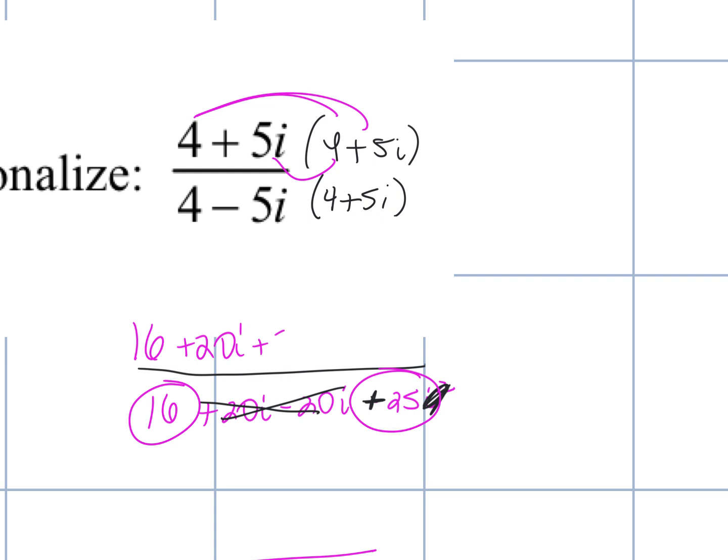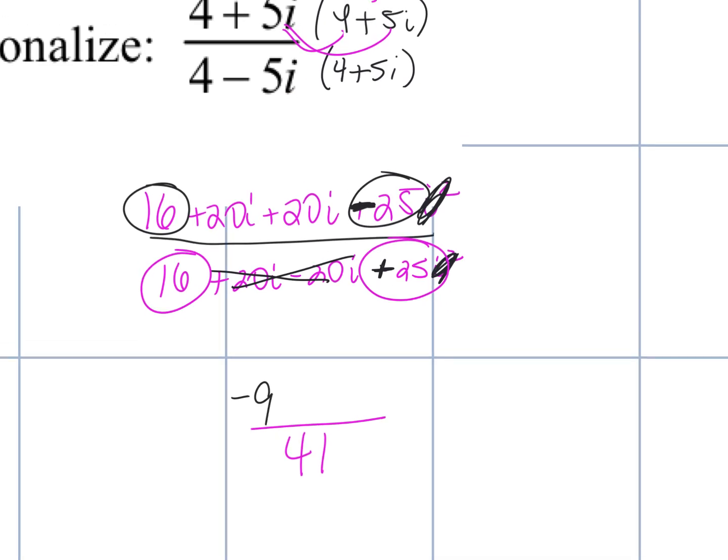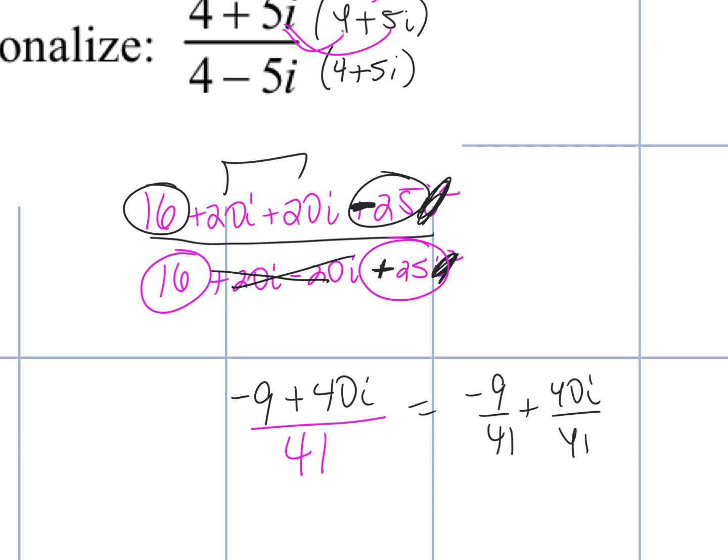5i times 4 is plus 20i. And 5i and 5i is plus 25i squared. You see that i squared, you cross it off, you change that sign in front. So we have 16 minus 25, which gives me negative 9, and then 20i plus 20i gives me plus 40i. And you can leave it just like that. If you would like to separate it, negative 9 over 41, plus 40i over 41, you can. Either way is fine. WebAssign wants it this way, but we're good right here.